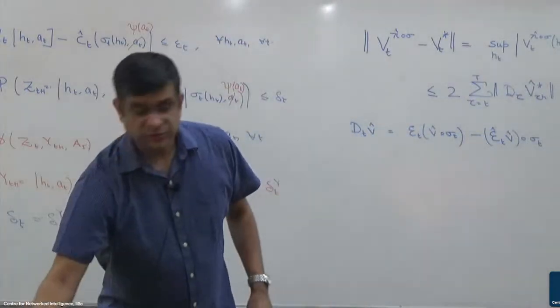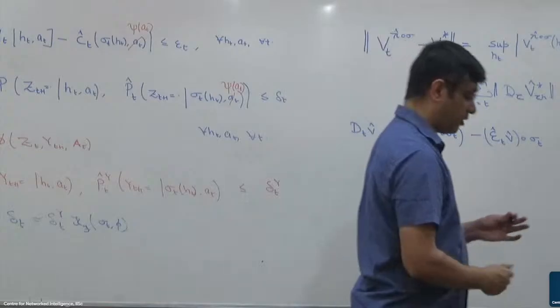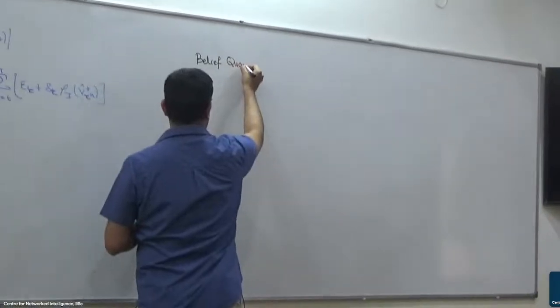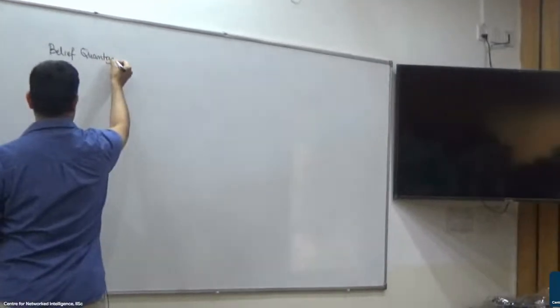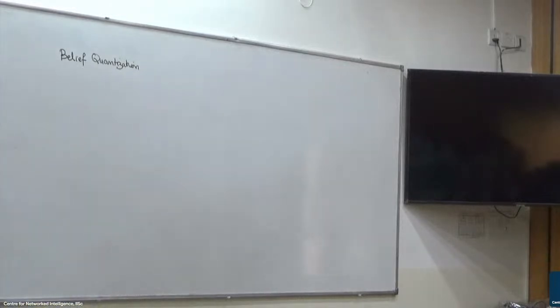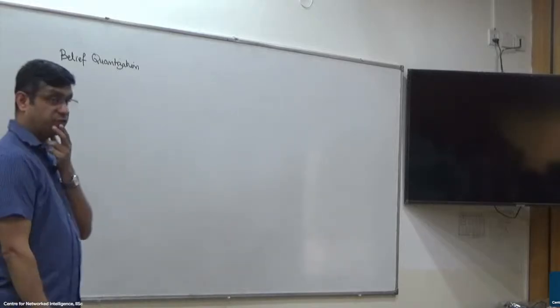So let's start with the simplest type of approximation we can do in POMDPs, which is belief quantization. So how do I do belief quantization? The simplest way to do belief quantization is the following.